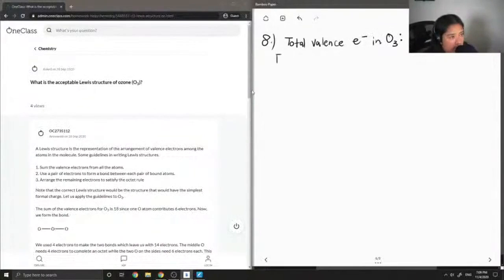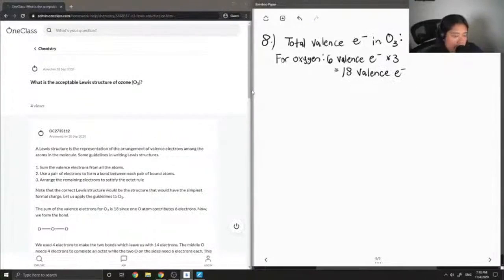So for oxygen, there are 6 valence electrons. And since there are 3 oxygens in O3, we're going to multiply it by 3, and we end up with a total of 18 valence electrons.